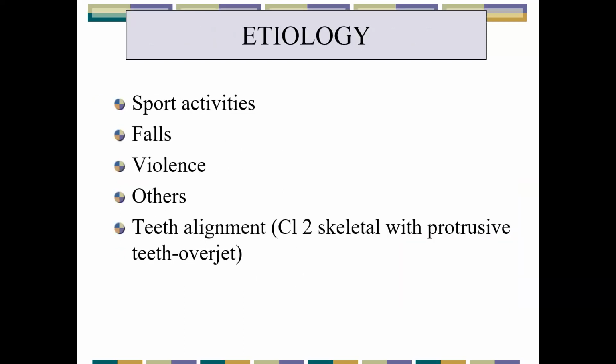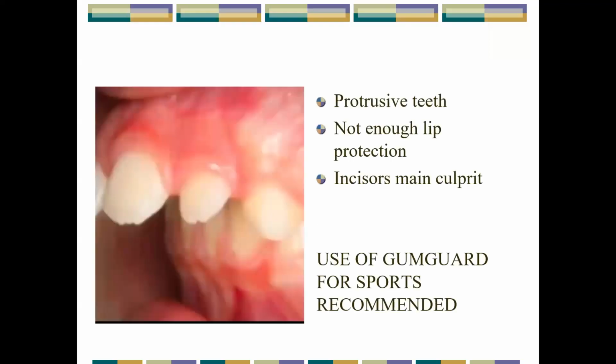And what is the etiology? Since this is something that happens mainly with children, it is sport activities, especially contact sports, it can be due to a fall, it can be violence of whatever form. I'm sure lots of you will know that there are many other causes that can make a tooth come out of its socket. Teeth alignment also plays a big part, especially in cases of protrusive teeth, like your skeletal class 2.